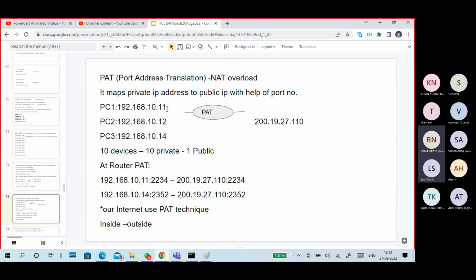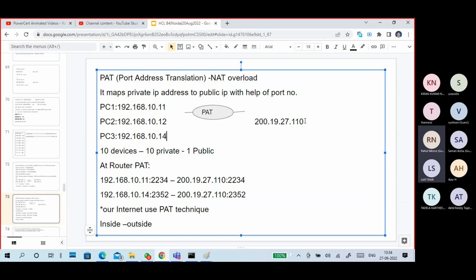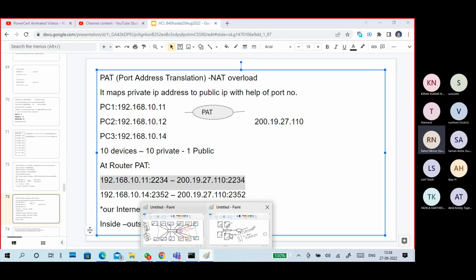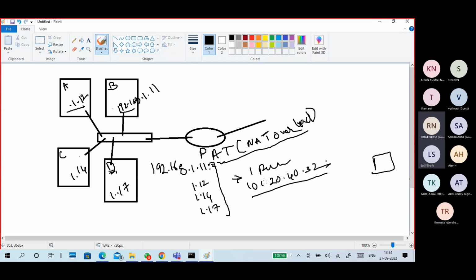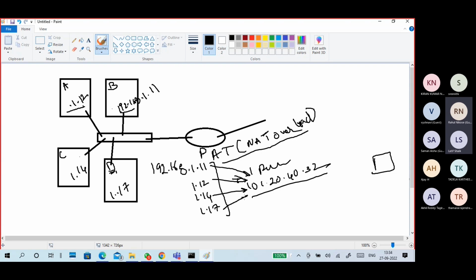Look at here. These are the 3 private IP addresses and a single public IP address. The first one is trying to communicate outside. It assigns a port number to it, and the same port number is mapped to this public IP, and it will forward the packet. So the port number is used to identify the mapping between this IP and this IP. It uses a port technique.